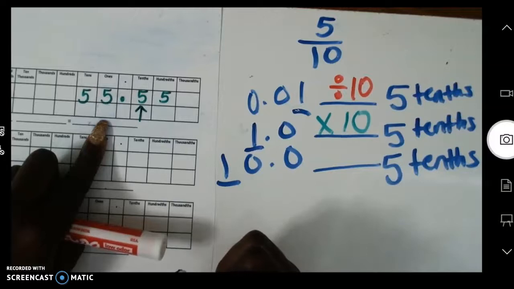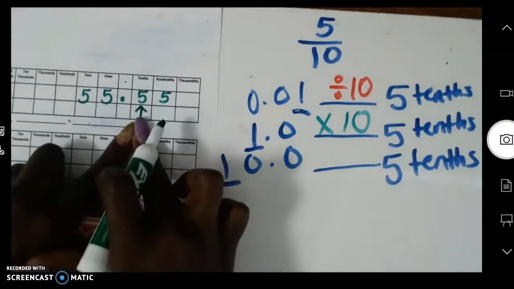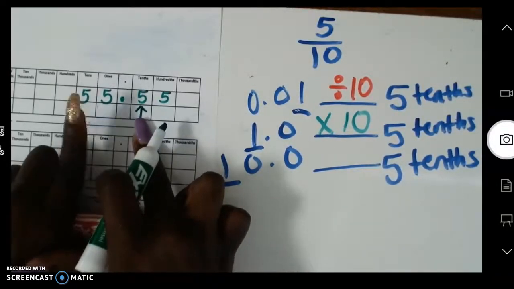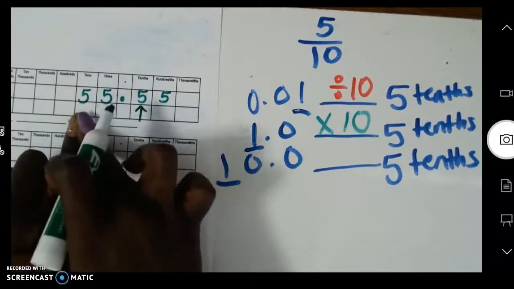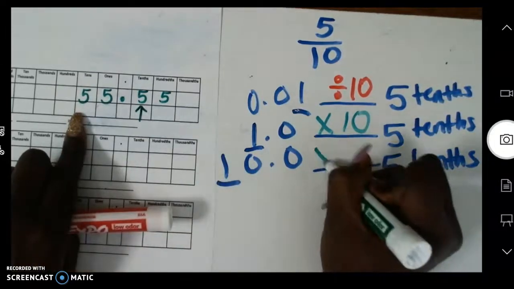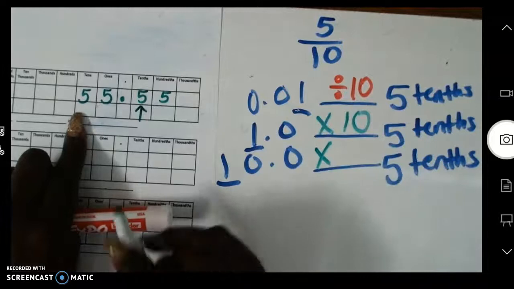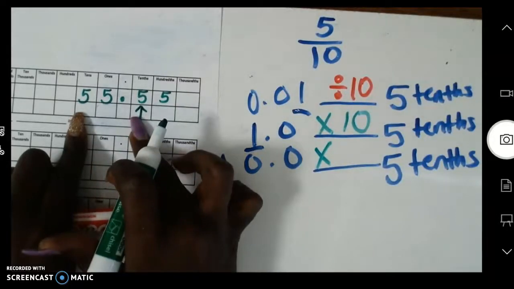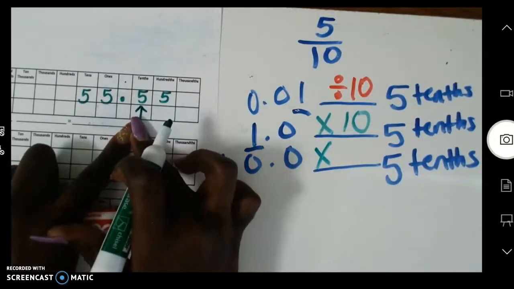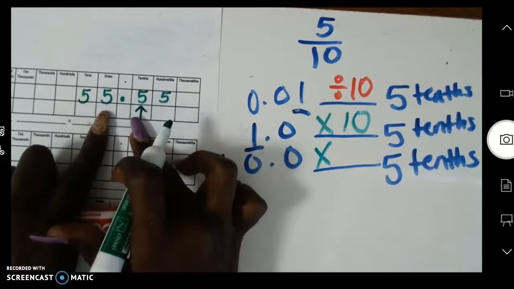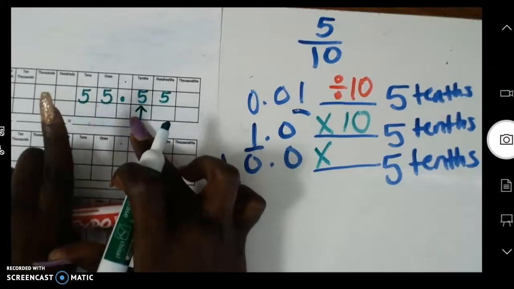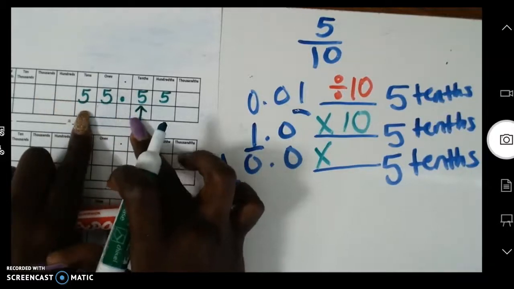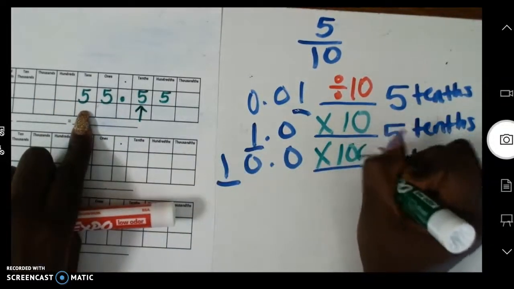Perfect. Now we're going to compare this 5 in the tens place to 2 place values over, or by 2 powers of 10 over. So we're going to be again increasing. So that means multiplication. Now we have to count by how many powers. To the left is by 1 power of 10, which is 10, and by 2 powers of 10, which is 100.